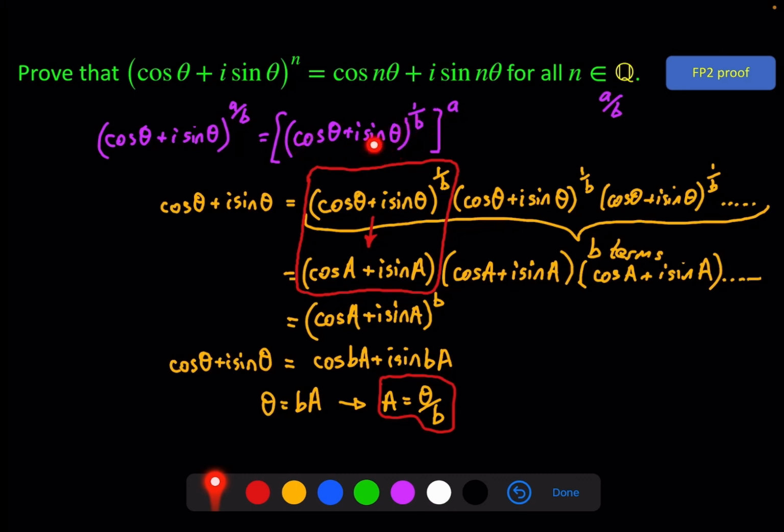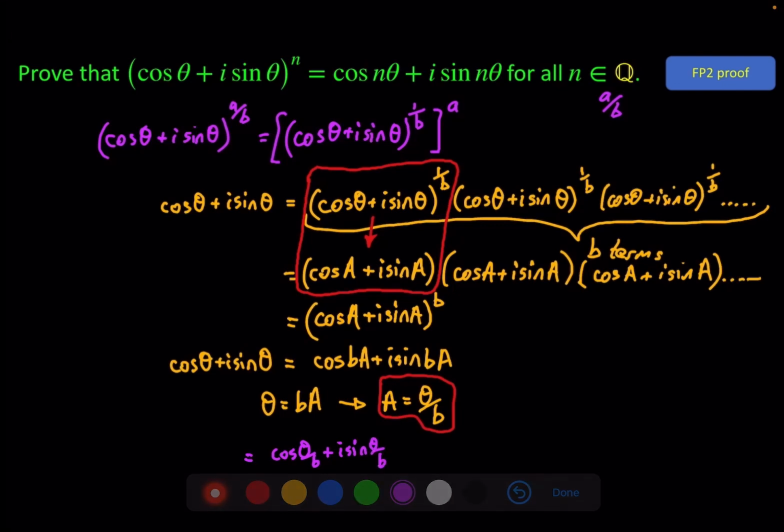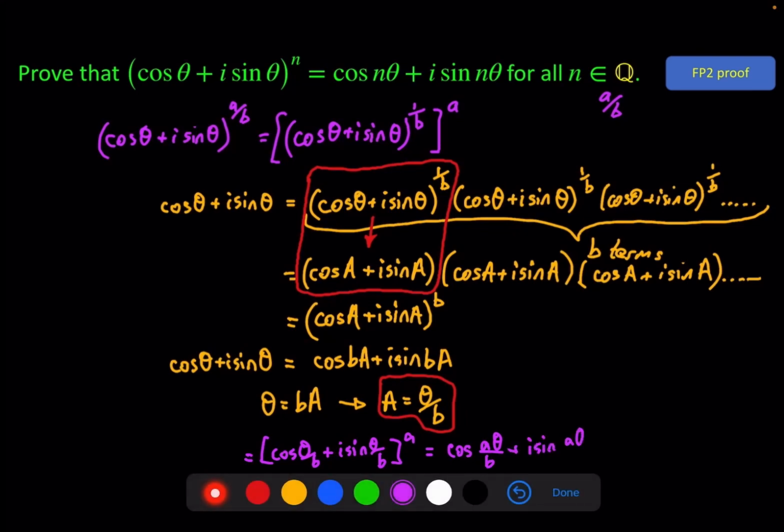I can indeed replace this with a theta over b to give cos theta over b plus i sine theta over b all to the power a, and using what we already know about integers, we can now put the a inside as well as a multiplier, so that's cos a theta over b plus i sine a theta over b, which completes our proof that this can be written as this.